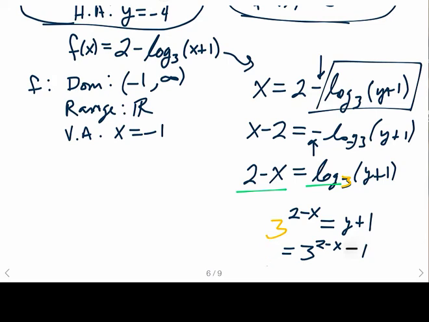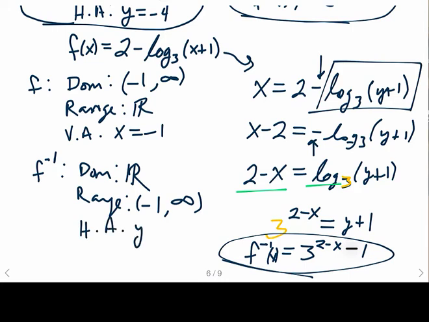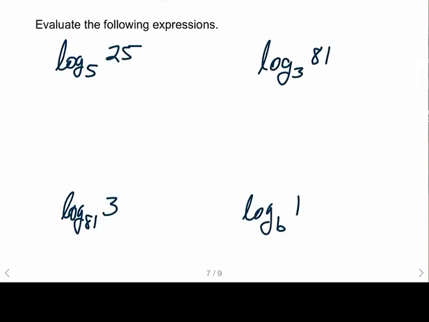And then showing good form, I'm going to rewrite y as f inverse of x. So that's the inverse, and then the information that we were asked for the inverse. The domain is going to be all real numbers. The range is going to be -1 to infinity, and we have a horizontal asymptote of y equals -1. Now that we've thoroughly explored the inverse nature of logarithms, see if we can evaluate some logarithmic expressions.